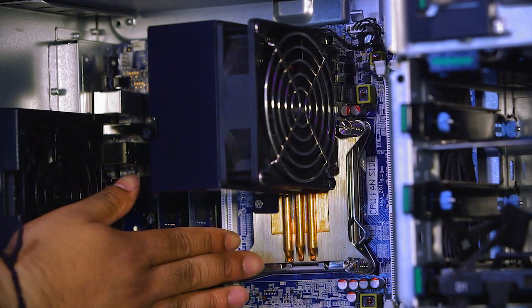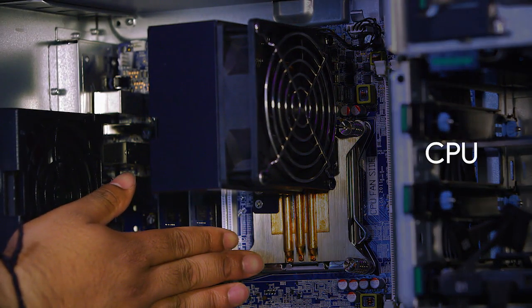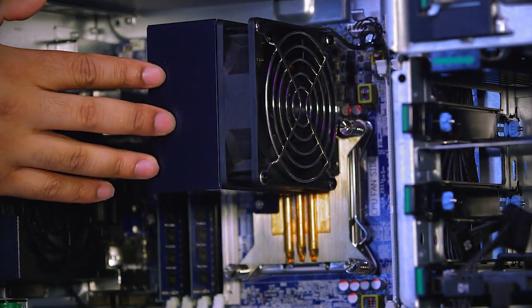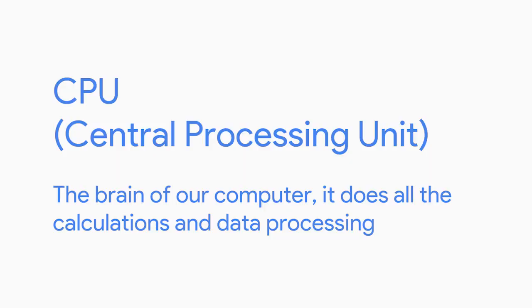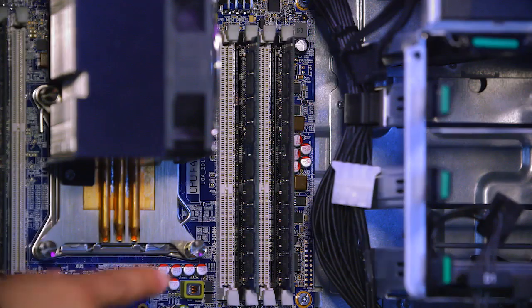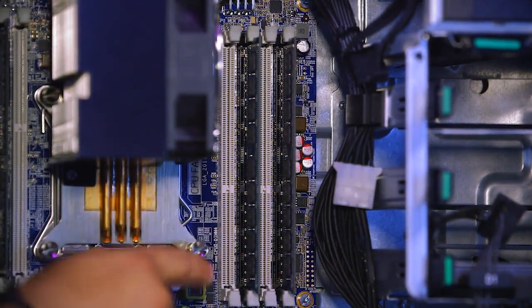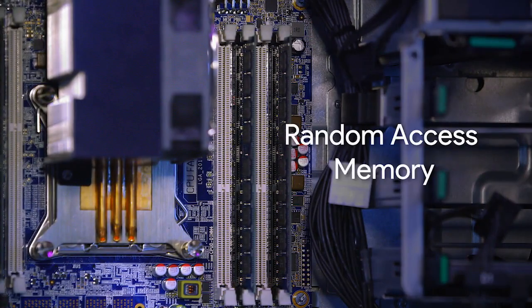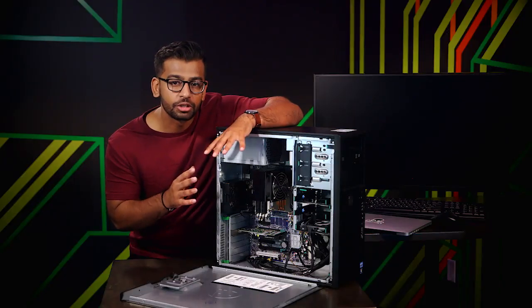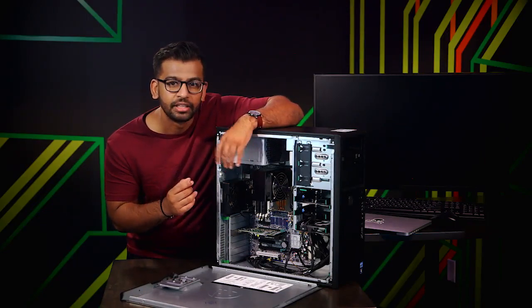Right here, this component is a CPU, or Central Processing Unit, which is covered by this heatsink. You can think of the CPU as the brain of our computer. The CPU does all the calculations and data processing. It communicates pretty heavily with this component right here, RAM, or random access memory. RAM is our computer's short-term memory. We use this component when we want to store data temporarily.